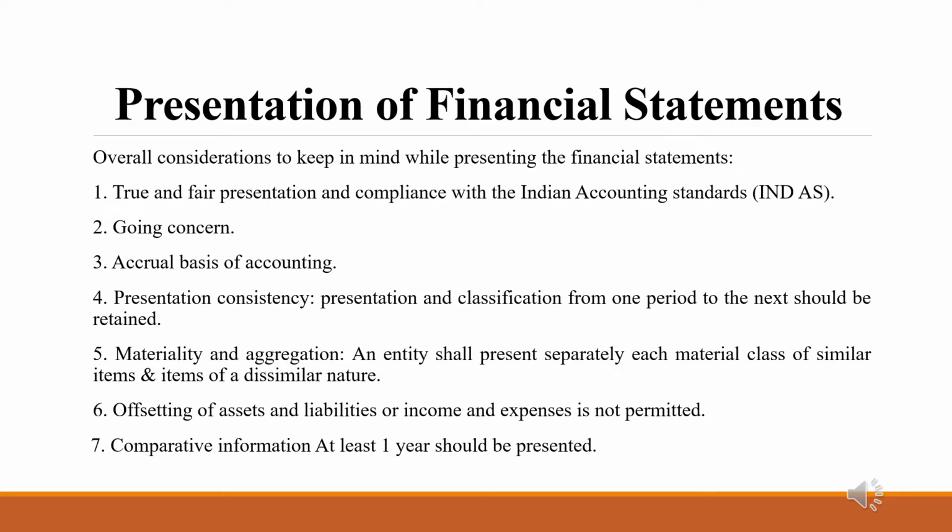Next is the materiality and aggregation, which means an entity shall present separately each material class of similar items and items of dissimilar nature. Next point is offsetting of assets and liabilities or income and expenses is not permitted. And the last point is comparative information, at least 1 year should be presented in the financial statements.